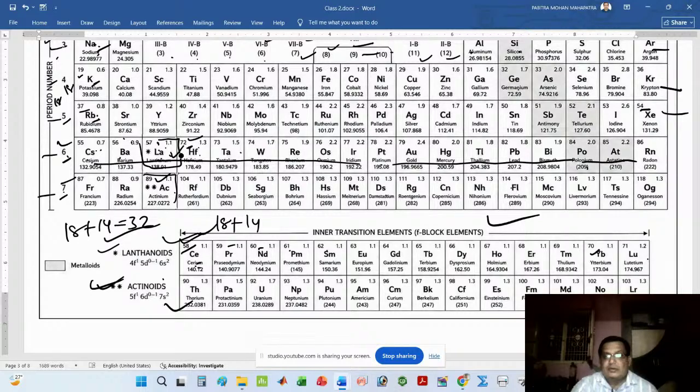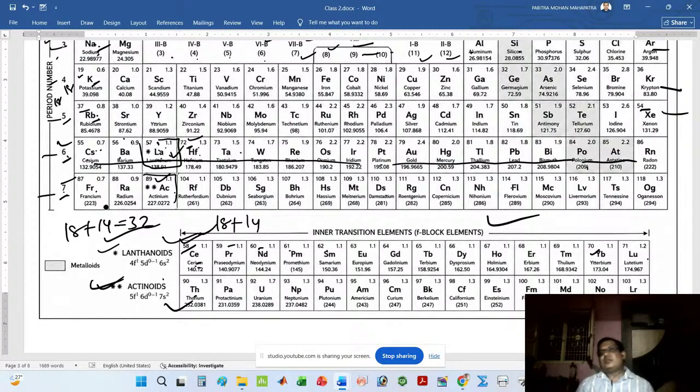If you think about the seventh period, then the seventh period starts from francium to actinium. Next, thorium to lawrencium. Next, it starts from rutherfordium to Og. This is the 118th element.